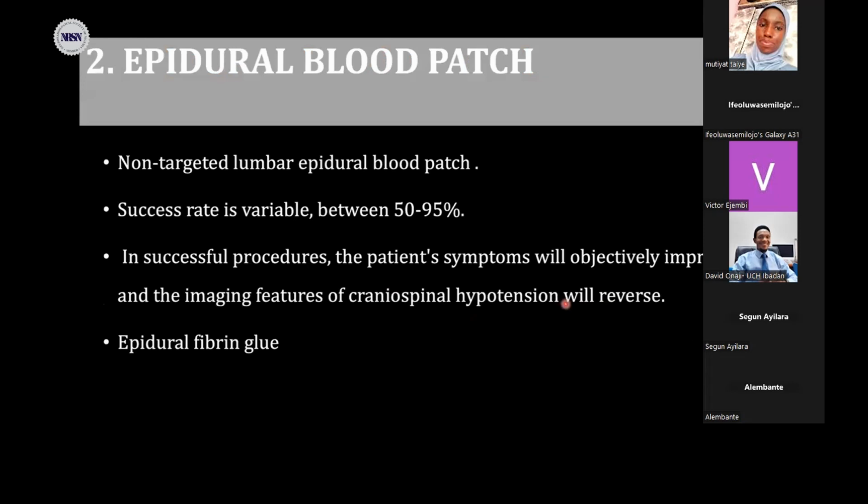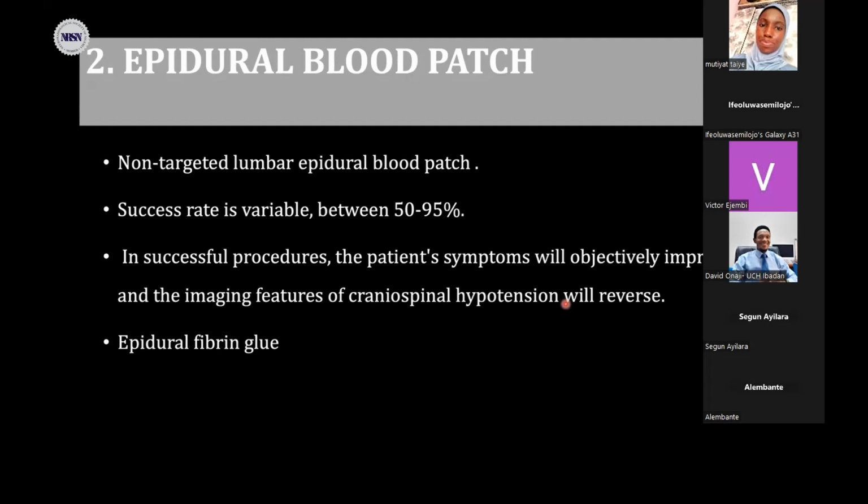An epidural blood patch is speculative, it's non-targeted. For some, they just do it at the lumbar spine, and others prefer to do it at the 3 levels: cervical, thoracic, and lumbar region. The success rate could be as good as 95%, but you may need to repeat these epidural blood patches, within like a week or 2 after the first one has been done.